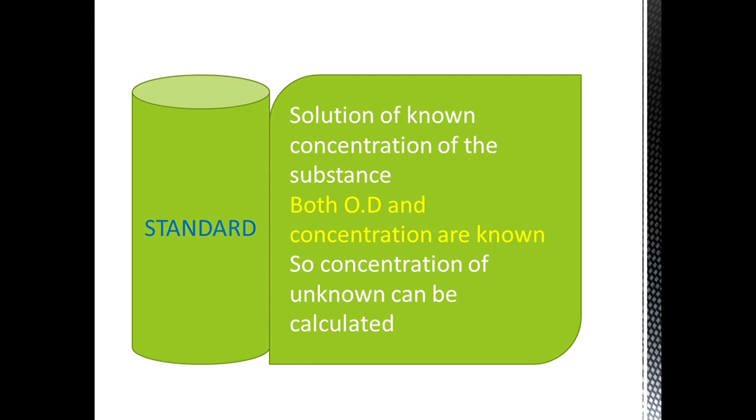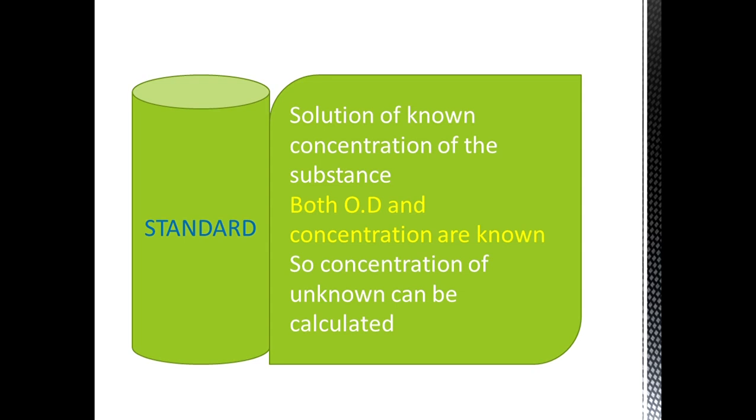For example, if we needed to analyze a test in between the concentration 5 microgram to 10 microgram, we may use a standard having concentration from 2 microgram to 15 microgram. So the standard set consists of 2 microgram to 15 micrograms, and the unknown concentration is in between 5 to 10 microgram. So both the OD, optical density, and the concentration of standards are known.